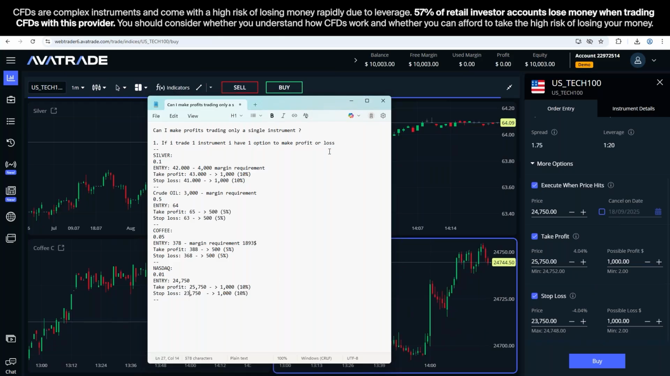or silver? What I wrote here: if I trade one instrument, I only have one option to make profit or loss. In this structure here, maybe I can lose a little bit of money with silver, but I can make money with oil. Maybe I can lose a bit with oil, but I can make money with coffee. If I lose with silver and oil, maybe I can make with coffee and NASDAQ. So what I'm trying to show you here is the power of diversification.